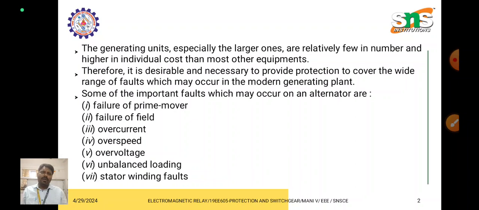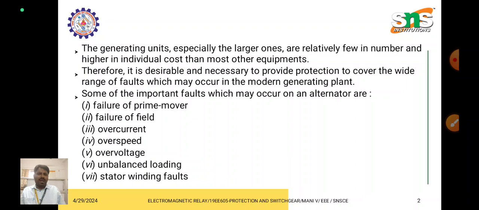Normally in generating units like the Neyveli power plant, nuclear power plant, Kudankulam power plant, Neyveli thermal power plant, you can go to any generating unit. Especially there, only a few alternators are available, maybe only one or two, but these few generators are of very large size. Also, the cost of the alternator or generator is very high compared to the other equipment.